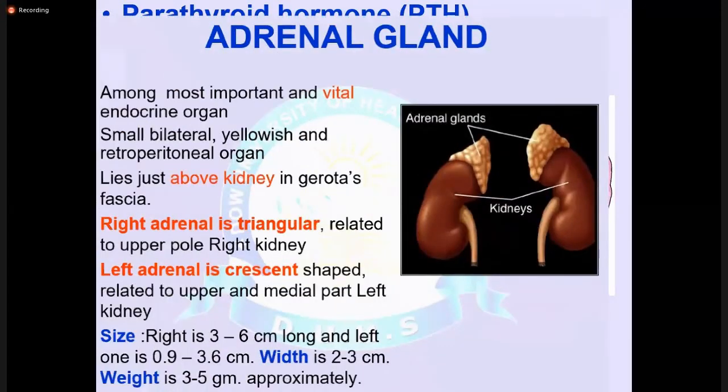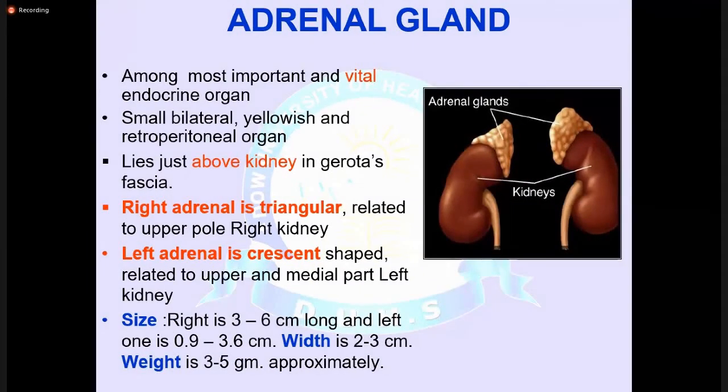Then coming to the structures within the abdominal cavity, the endocrine glands that you have are the adrenals and part of the pancreas. So the adrenal glands are the glands overlying the superior pole of the kidneys. You have the right adrenal and the left adrenal gland.